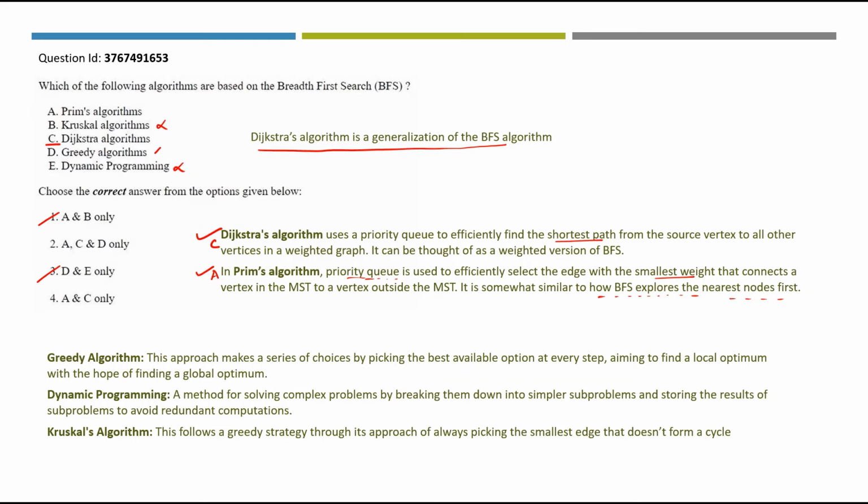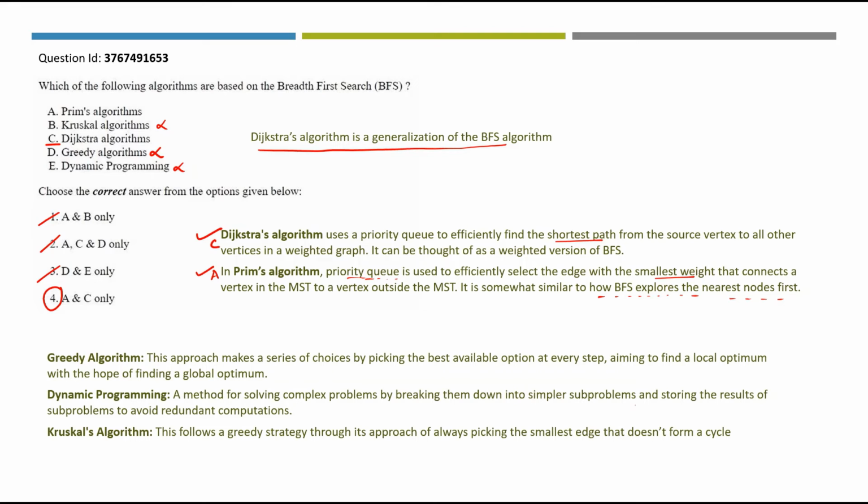So we are removing even greedy algorithms from the answer list. So 2 is also ruled out. Option number 4, A and C only will be the right answer. What about dynamic programming? A method for solving complex problems by breaking them down into simpler subproblems and storing the results of subproblems to avoid redundant computations. This is nowhere related to BFS, so we are ruling out dynamic programming.